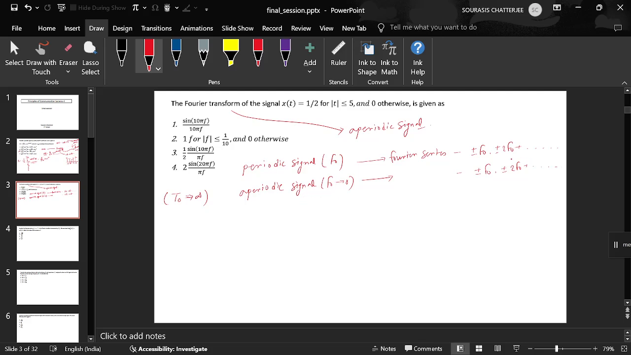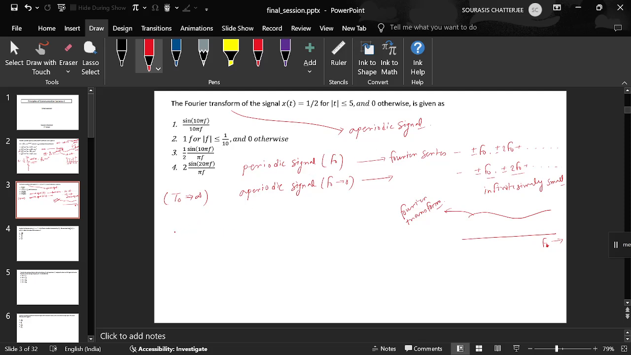So the idea is something like that. For an aperiodic signal, the f naughts are going to be infinitesimally small. So at the extreme case, you will have a continuous function of frequency. So this is what the Fourier transform is. So for continuous periodic signals, you have the Fourier series as discussed in the previous question, and for a continuous aperiodic signal, you have the Fourier transform.